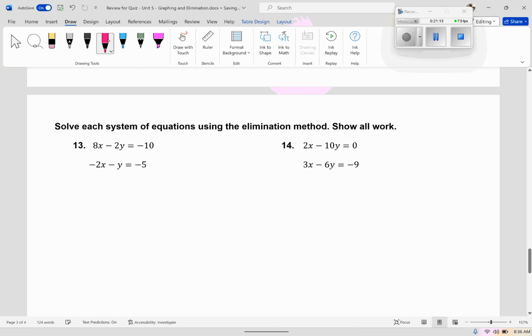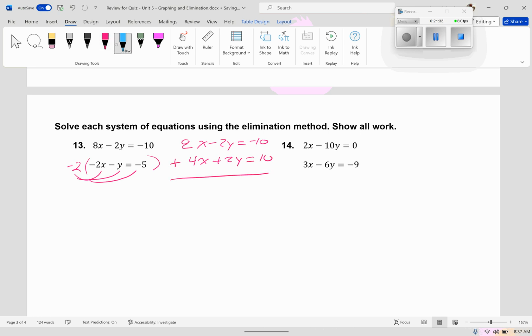All right, we're going to solve these by the elimination process. So it looks like if I multiply the whole bottom by -2, watch what's going to happen. 8x minus 2y equals -10 stays the same. The bottom equation is going to be 4x plus 2y equals 10. If we add these together, I'm going to get 12x. Those cancel and those cancel, so 12x equals 0, so x has to equal 0.